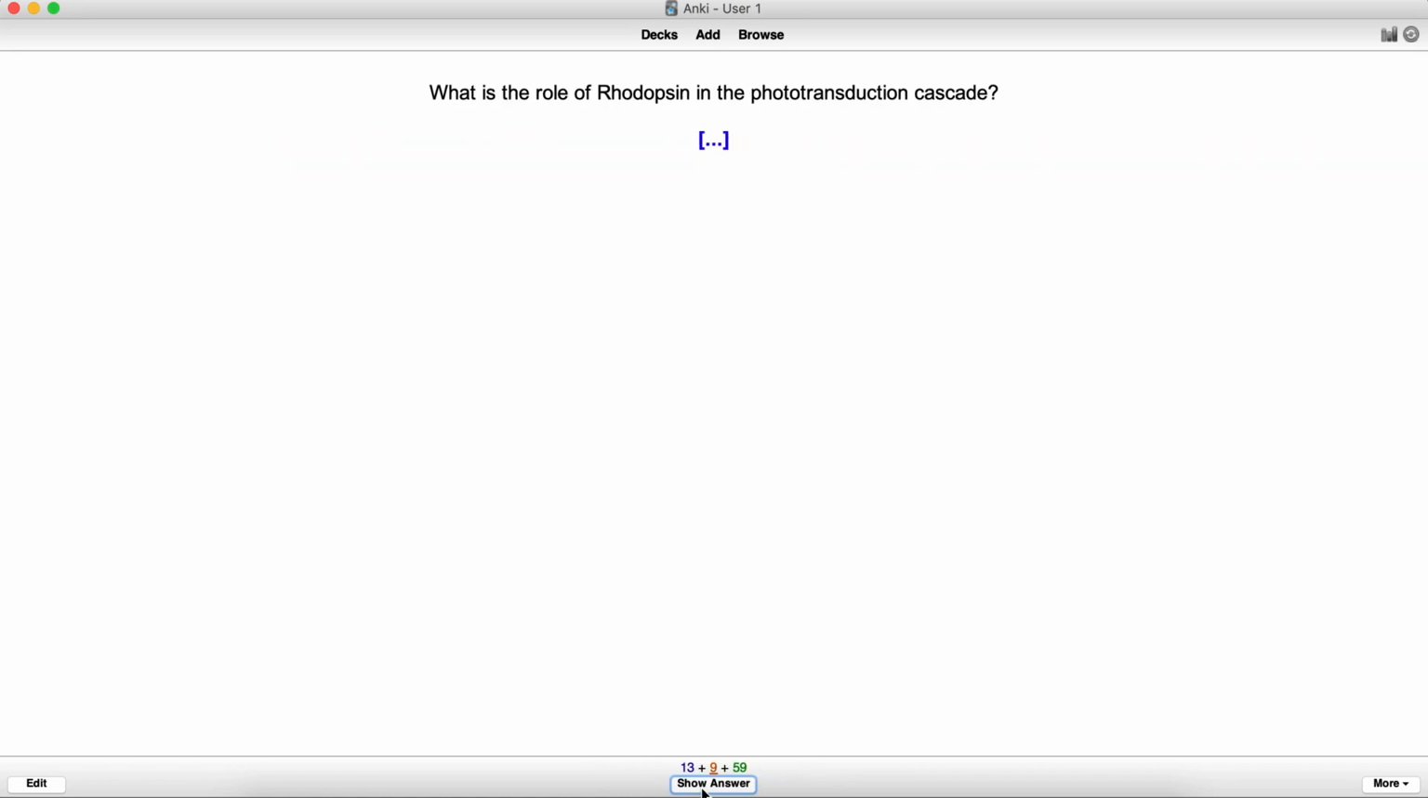Yeah. What is the role of rhodopsin? Rhodopsin in phototransduction. So remember that when light hits, some of the light will hit rhodopsin, which causes a retinal to break off, and the retinal would change from bent to straight.